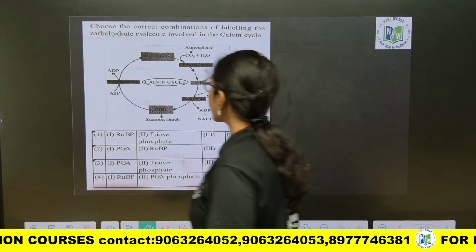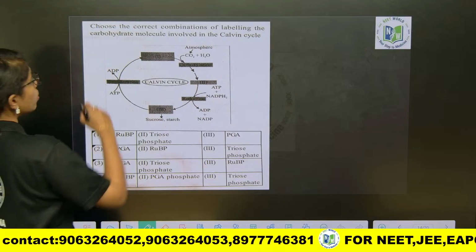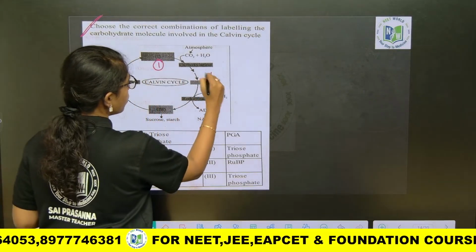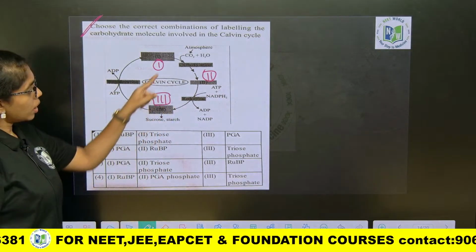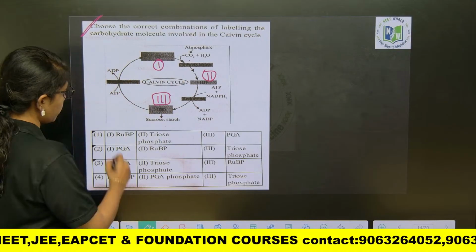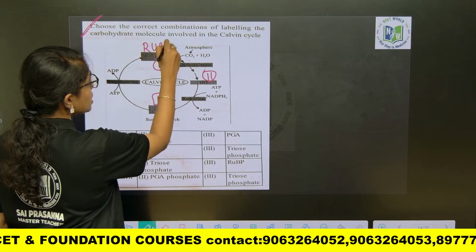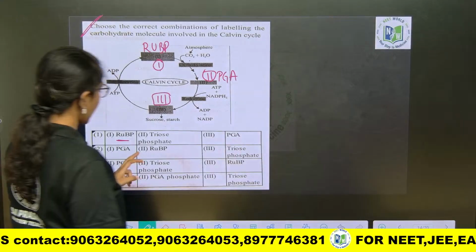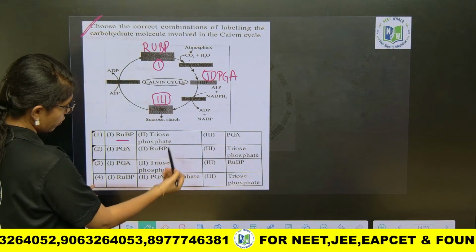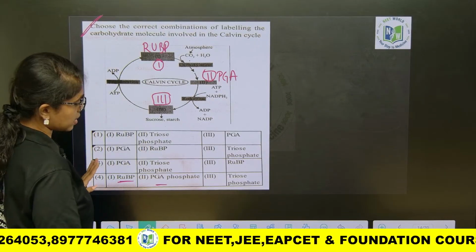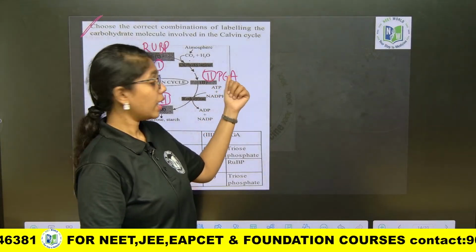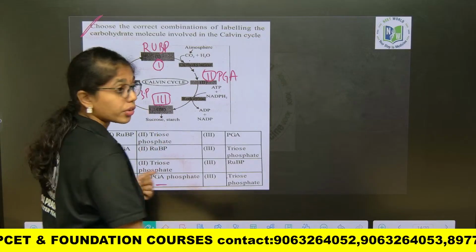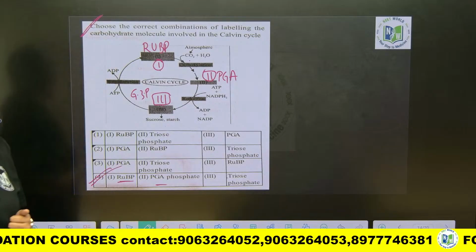Next, choose the correct combinations of labeling the carbohydrate molecule involved in the Calvin cycle. Okay. So, here you look into, this is 1, 2 and 3. So, carbon dioxide is first accepted by what in the Calvin cycle? RuBP. So, 1 will be RuBP here, and this is fixed as 2 molecules of phosphoglyceric acid. So, 2 is what here, beta? Phosphoglyceric acid. And 3 here, you see this phosphoglyceric acid undergoing reduction and it will get reduced to glyceraldehyde 3-phosphate, which we will also call as what? Triose phosphate. So, here the right option will be option 4. Clear ma? Next question.